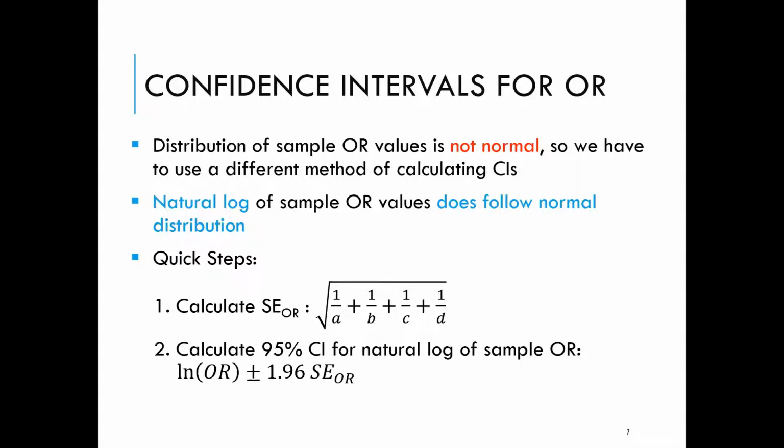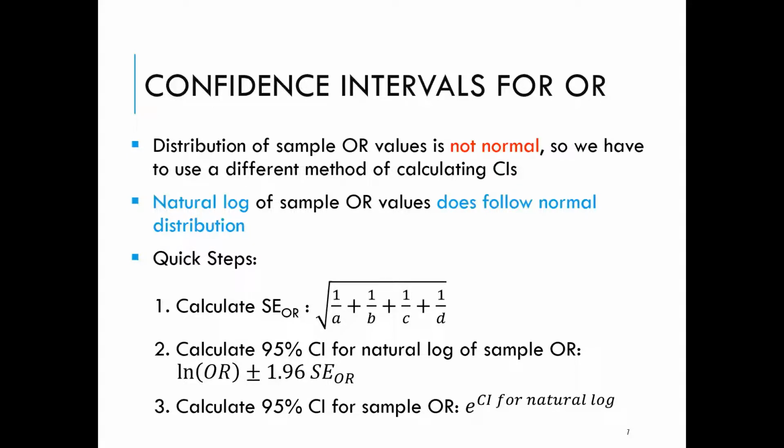Next, we calculate the 95% confidence interval for the natural log of the sample odds ratio. This is using the equation natural log of the odds ratio plus or minus 1.96 times the standard error of the odds ratio. Finally, we calculate the 95% confidence interval for the sample odds ratio by raising each of the upper and lower bounds of the natural log confidence interval by exponent e.